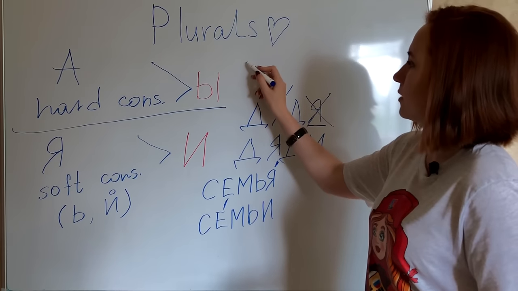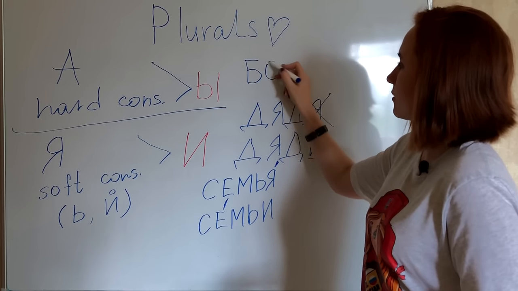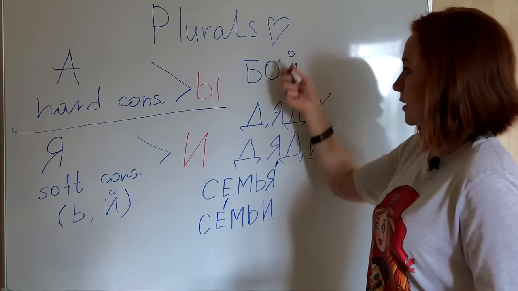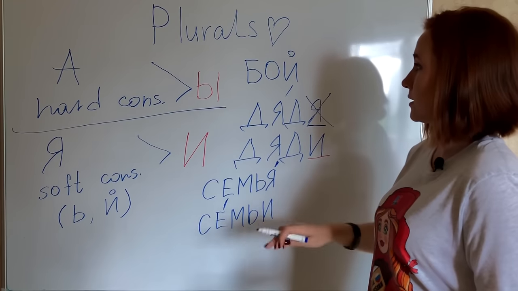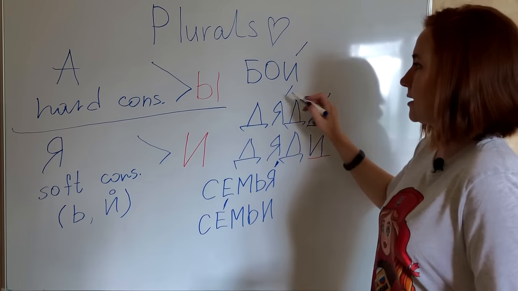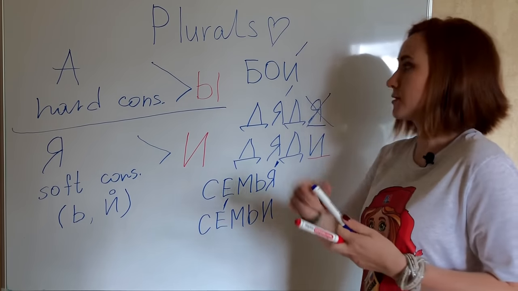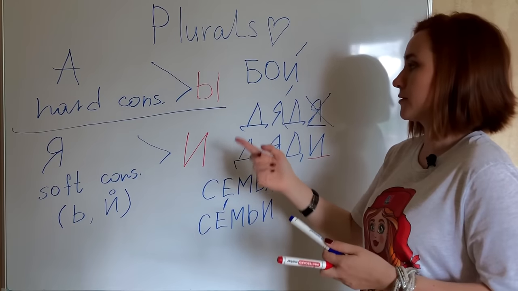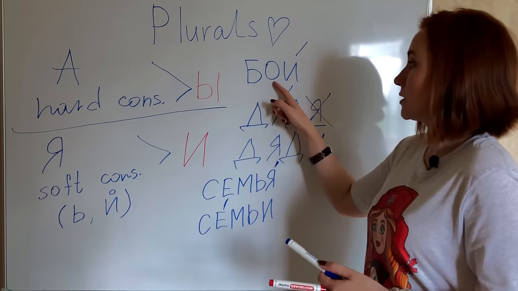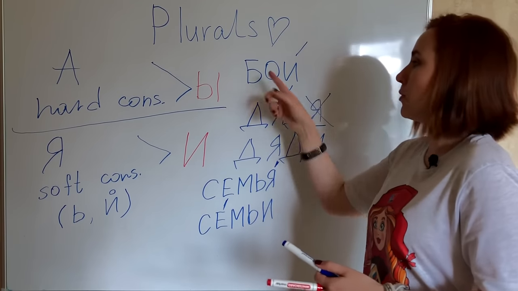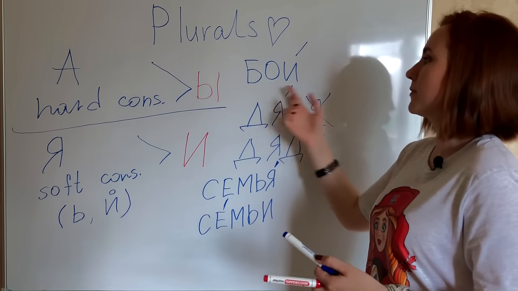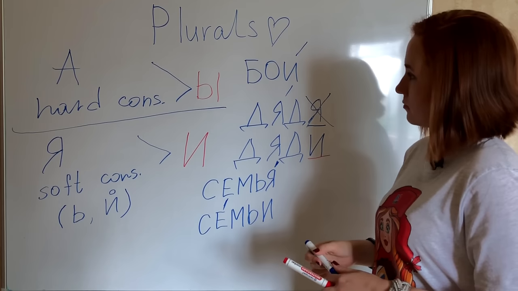I don't know, maybe battle, бой, a battle, бой. We have й, and it just goes to бои, бои. Pay attention to the pronunciation. A vowel reduction happens here. It was бой, clear, or now it's бои. Battles, several battles, бои. Okay.